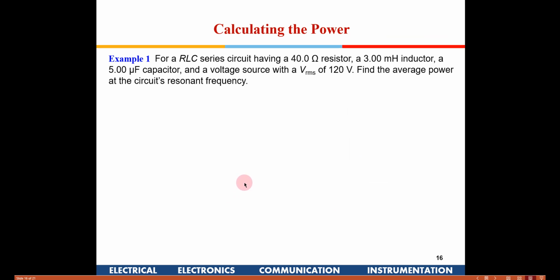So we'll take just one numerical. It says: for an RLC circuit having a 40 ohm resistor, 3 millihenry inductor and 5 microfarad capacitor, and voltage RMS 120, find the average power at resonant frequency. What would it be? Anybody can just make a wild guess. What will be the power? Yes, Ananya, anybody?